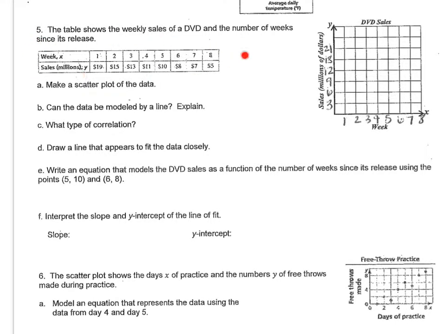So we have this table, and if we look at our x's, they're going 1, 2, 3, 4, 5, 6, 7, 8. So my x's are increasing, so they're going up. If we look at our y's, it's 19, 15, 13, 11, 10, 8, 7, 5. So these are going down. And we learned that if one of our values is going up and the other value is going down, that's going to be a negative correlation. So we've already answered question C.